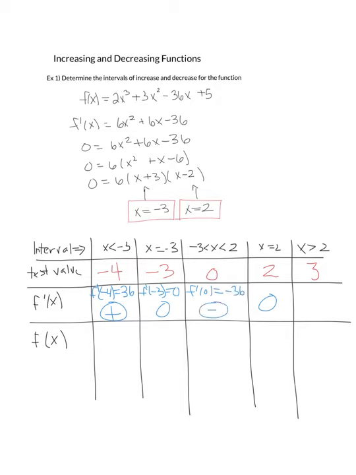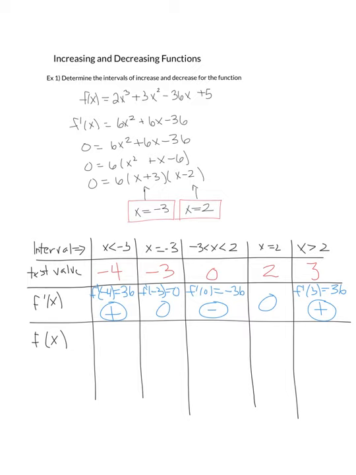Again, I don't care about the number. All I care about is the sign. And then f prime of 3, I get 36. And again, I just care about this sign. So now that we have this information, we can talk about what it means for our original function.